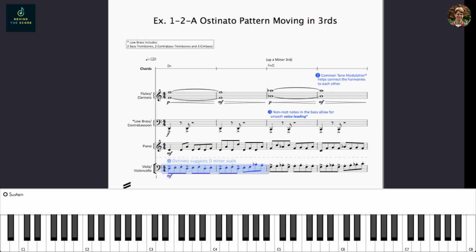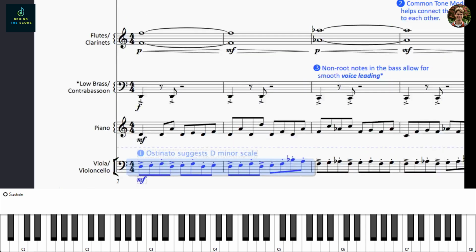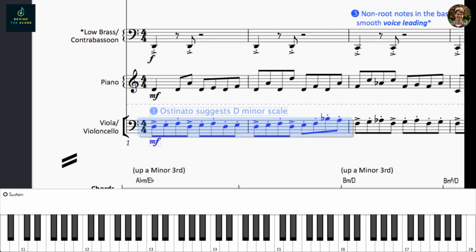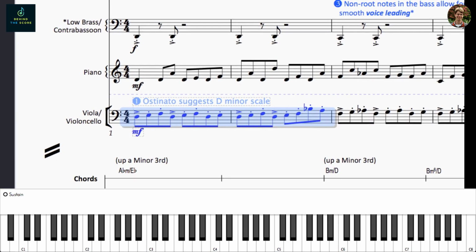So I'm going to zoom in right here on the viola and cello. We have a 2-measure phrase, and it starts on D, and we're basically in the key of D minor. We have D, E, F, climbs up to F. It's using the D minor scale. And notice at the very end we have the B flat going to A. So a very good case for D minor.